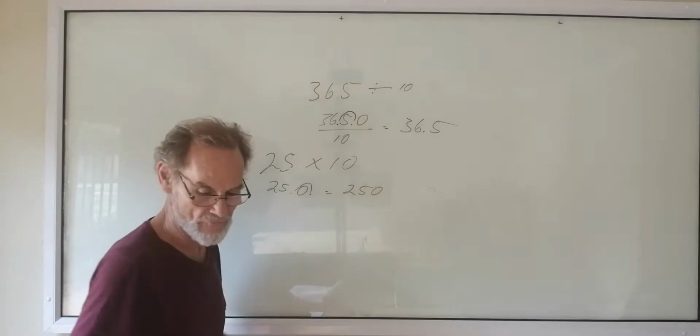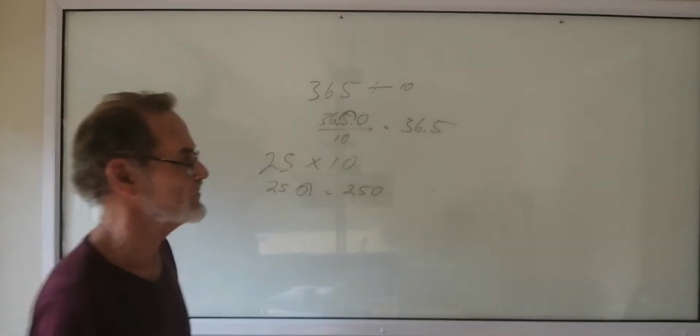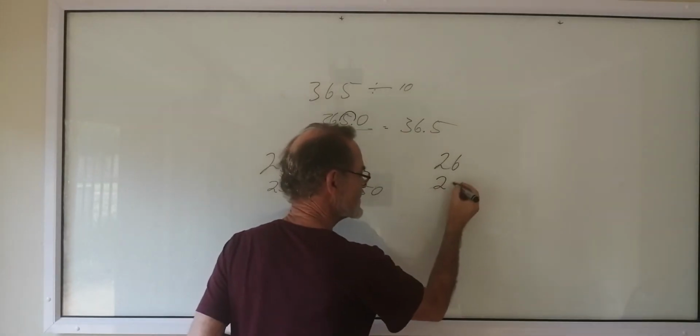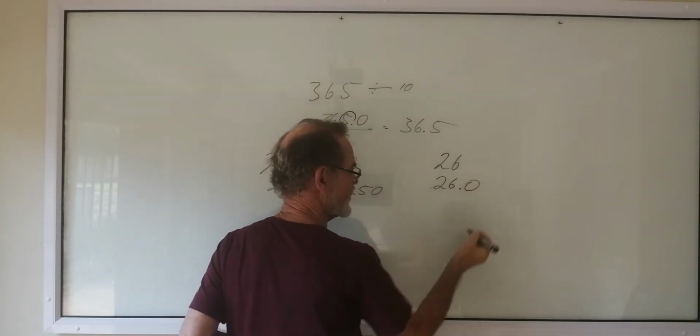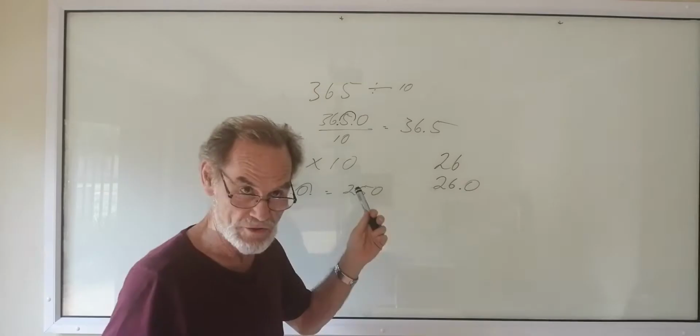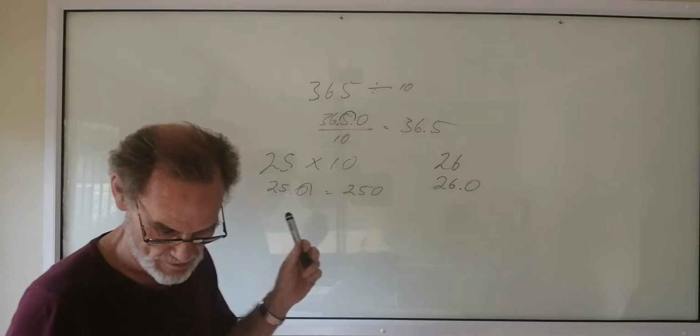So remember, every number has a decimal point. Where is the decimal point in 26? It's 26.0. That's where it is. We don't always write it, but you need to know where it is because you need to move it.